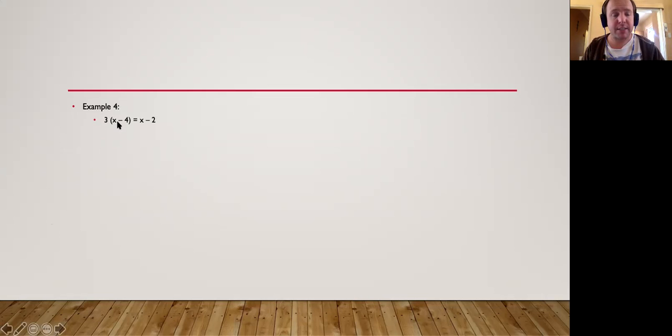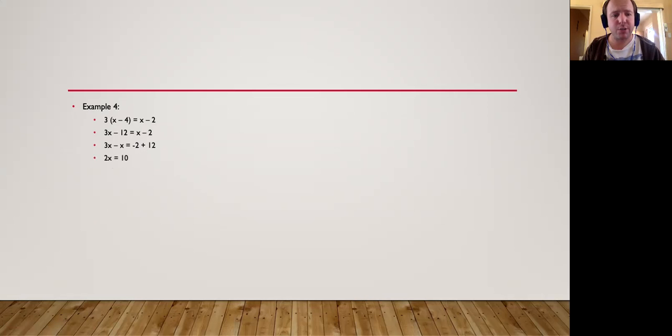3 times x is 3x. 3 times minus 4 is minus 12. So we get 3x minus 12 is equal to x minus 2. Now, let's move the x over to the other side and the minus 12 over to the other side. So we get 3x minus x is equal to minus 2 plus, remember this becomes a plus on this side, plus 12.